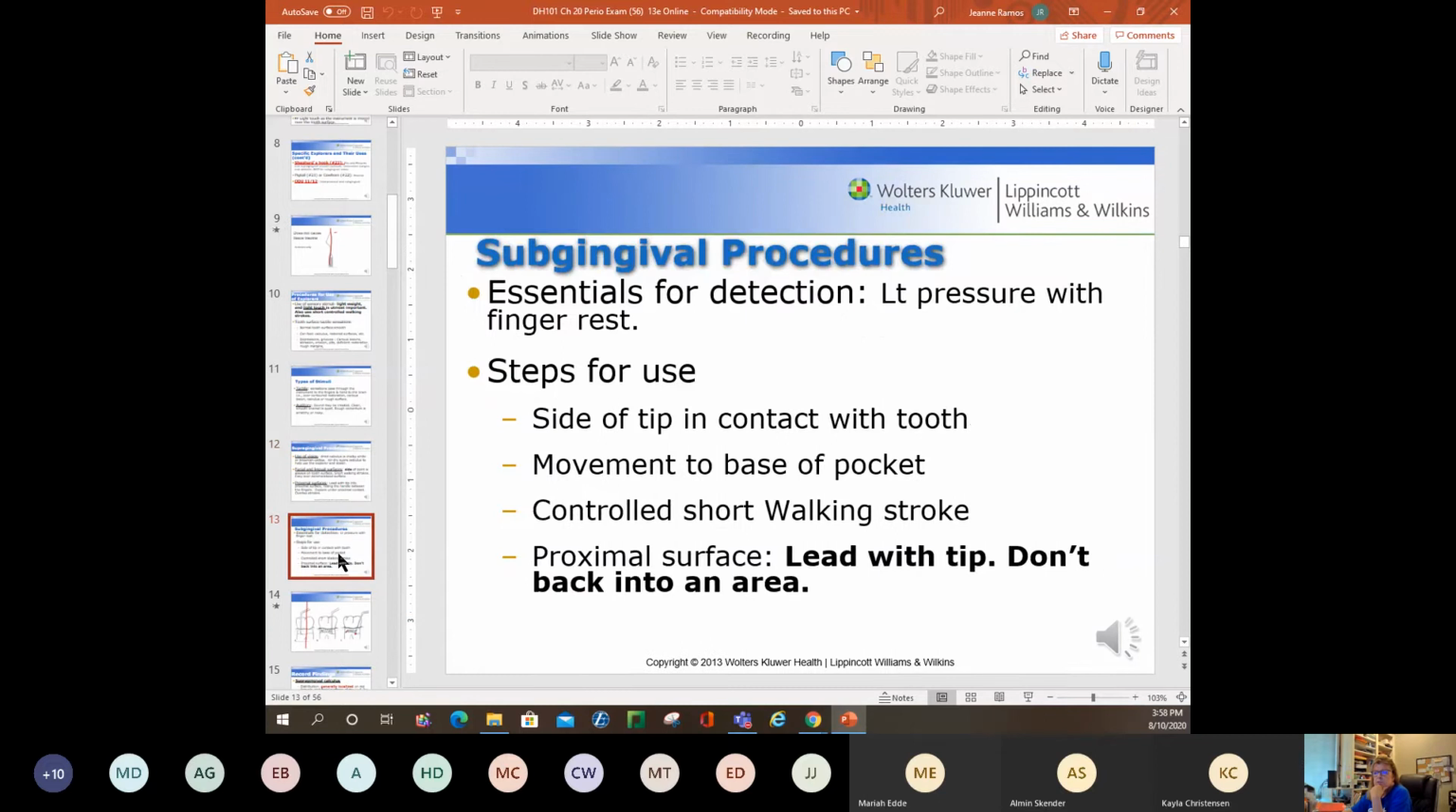So subgingival procedures, light pressure with your finger rest also. You don't want to bear down really hard on your fulcrum finger. It'll just tire your hand out and you won't be able to feel as much. The side of the tip should be in contact with the tooth, moving to the base of the pocket with controlled, short walking strokes. You don't back into the area, you always lead with your tip.